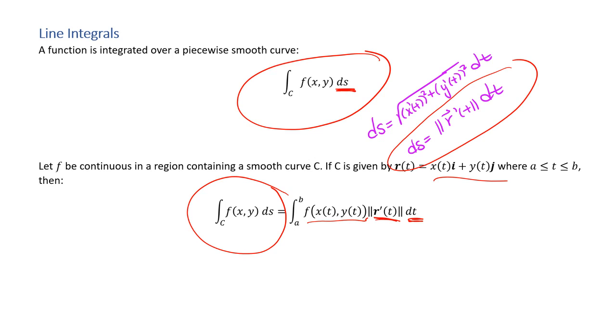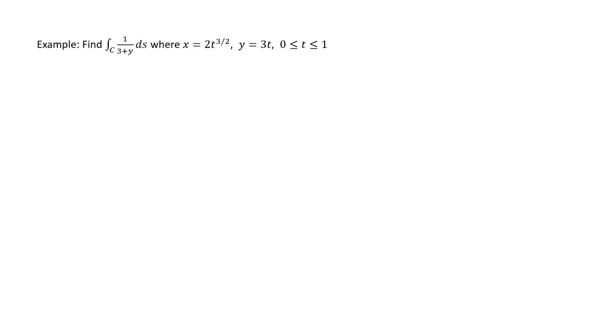All right, so let's do an example. Hopefully this will make more sense when we do an example. Let's see if we can evaluate the following line integral. I know it's a line integral for a couple of reasons. That c next to the integral tells you you're integrating along a path, and this little ds also tells me I'm integrating along a path. They're giving me the path right here. This is my c. x is 2t to the 3/2, y is 3t, and the t values go from 0 to 1. That's the path we're integrating along.